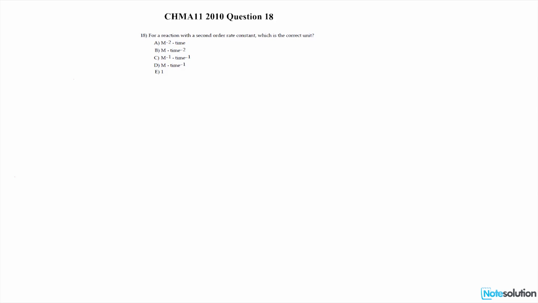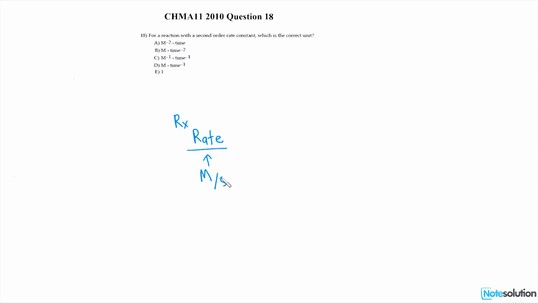So this is question number 18 from your 2010 CHMA11 midterm, and the question reads as follows. For a reaction with a second order constant, which is the correct unit? So let's write out the rate of the reaction. The rate of a second order reaction, so reaction rate, is always going to be in molars per second.